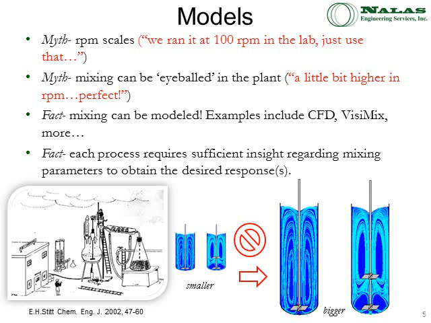can be modeled. You can use things like CFD, VisiMix. There's other models that are out there. We use VisiMix ourselves. And another fact is that each process requires sufficient insight regarding mixing parameters to obtain your desired responses. And your responses might be purity, your responses might be pH control, your response might be yield. It all depends, but using tools such as VisiMix, it'll help you predict success or failure through a series of scale-down experiments using the Optimax system. That is what we do, the protocol that we've adopted at Nalis.